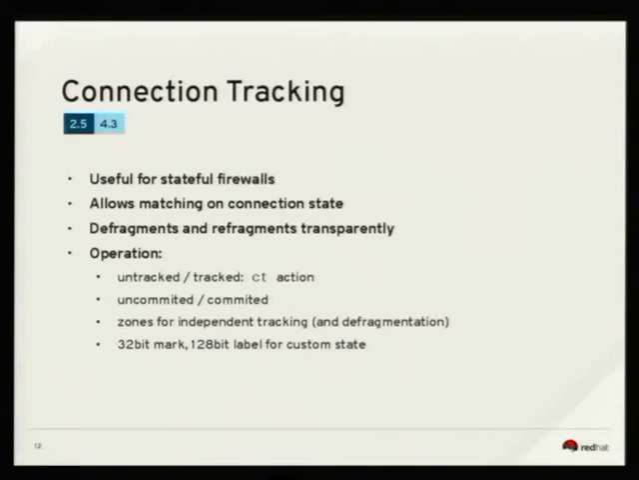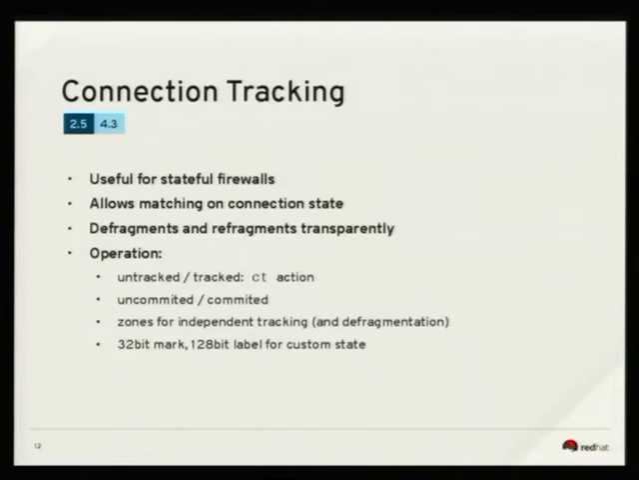So once a packet is tracked, there are two more states that are interesting, and it can be uncommitted or committed. When it's committed, basically the state becomes new to conntrack, and it saves the state. You can set certain fields, and also you commit that connection, so that further packets in the same connection become established. I will show the example.